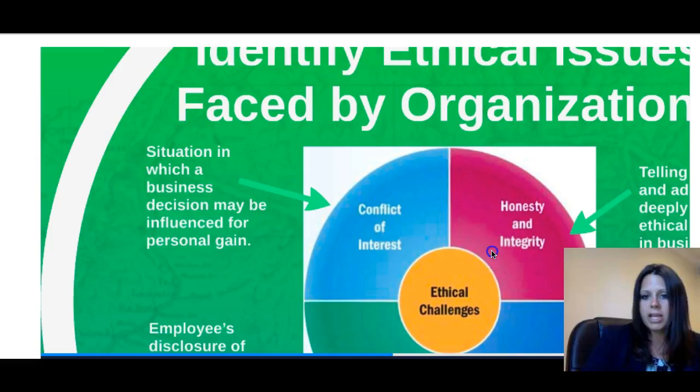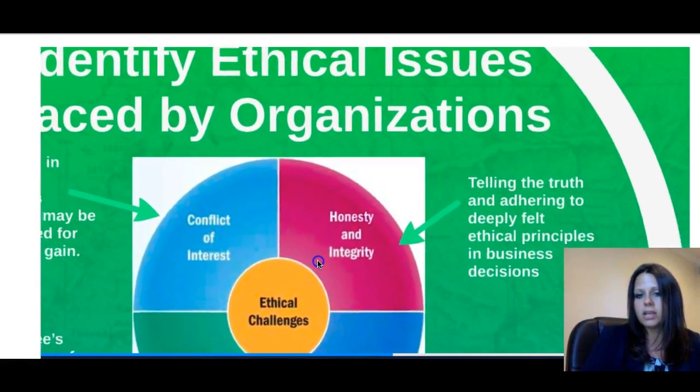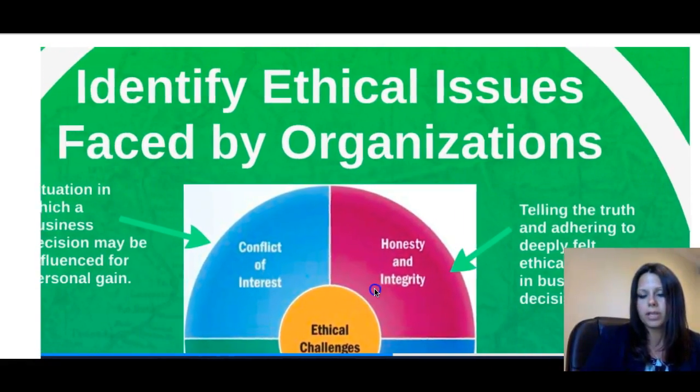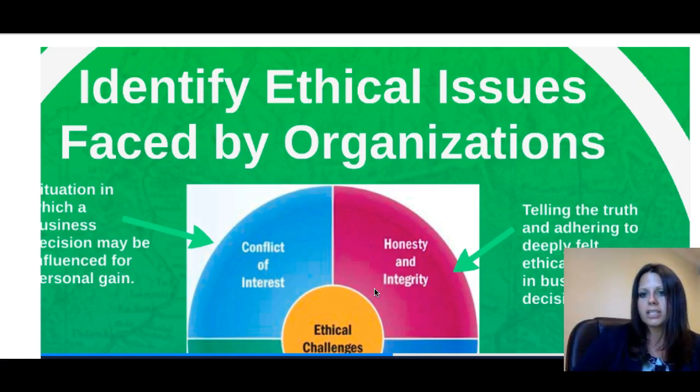Now, while it's related, there's this idea of honesty and integrity as well. Of course, you want to be honest, but even being honest and telling you, hey, I'm just having lunch, there's no incentive to this federal worker to give me a contract because I'm having lunch with them, it's still a conflict of interest because it looks like it could be a problem, because there could be a problem. Honesty and integrity is more this focus on just telling the truth, okay, adhering to really deeply felt ethical principles while making those business decisions.